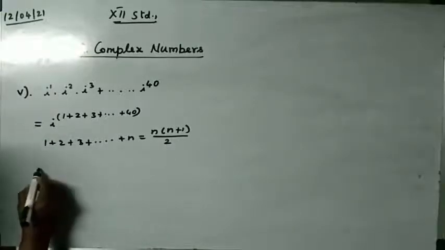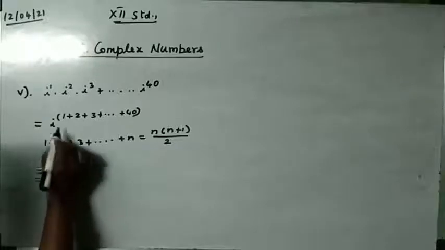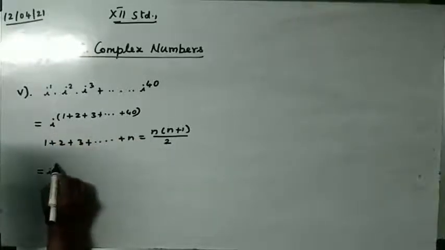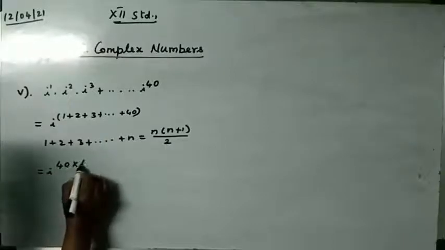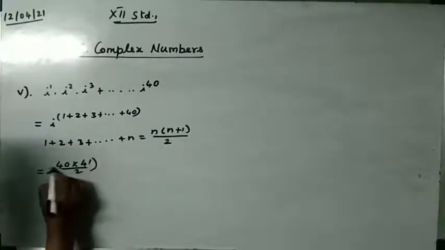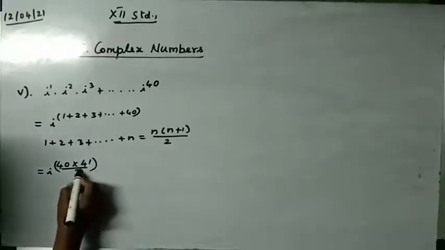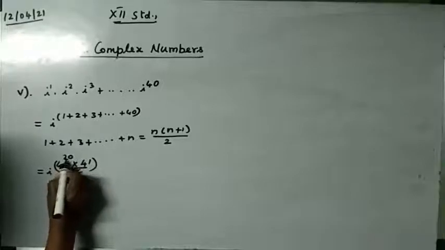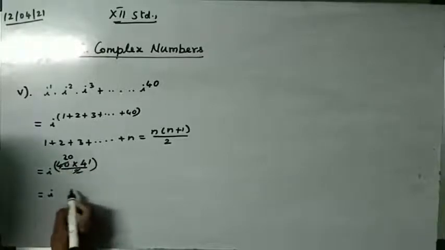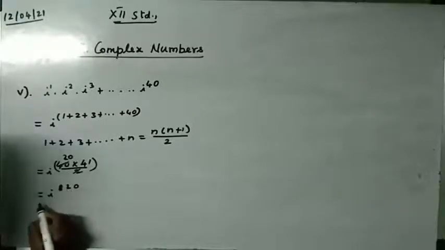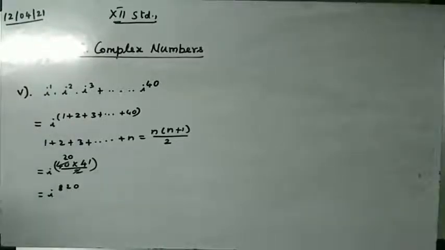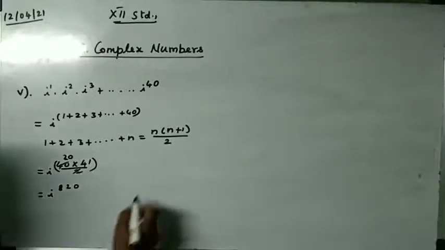So on the formula இங்க apply பண்ணிப்போம், which is equal to i power இந்த 1 plus 2 plus 3 இதுக்கு பதிலா n is 40. So 40 into 40 plus 1, 41, divided by 2. i ஓட பவர்ல இவ்வளோ பெரிய நம்பர் இருக்கு. So இதை cancel பண்ணா 20. So 20 into 41 is 820. So i power 820. So எப்படி கிடைச்சிருக்கு? i power 820. இப்போ இதை 4 ஓட மல்டிபிள்ஸ் தான் மாத்தணும்.